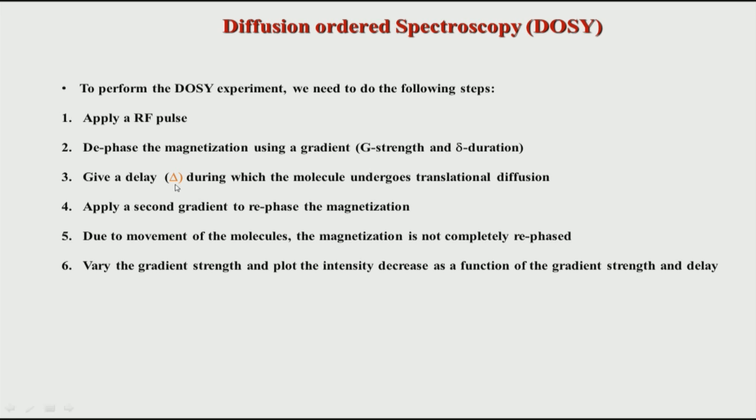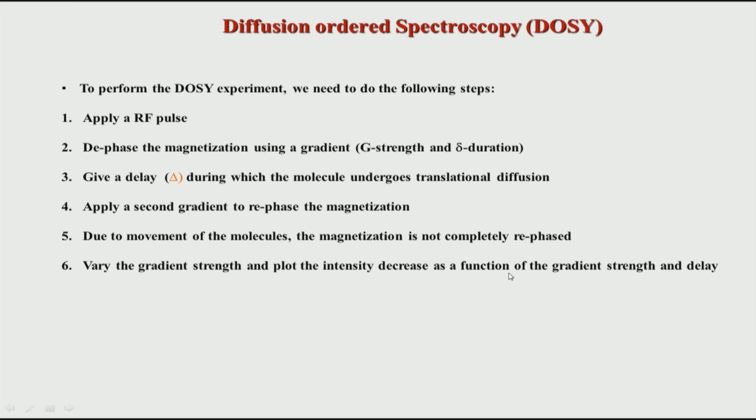But if I switch on the gradient, and the gradient is small, then the diffusion effect is less. As I keep changing the gradient, the diffusion effects on the signal intensity will keep increasing. So, the experiment involves changing the gradient strength. You record a series of experiments, not just one. DOSY consists of a number of 1D spectra. In each 1D spectrum you keep changing the gradient strength and look at the intensity, and plot the intensity, which should decrease as a function of the gradient strength.